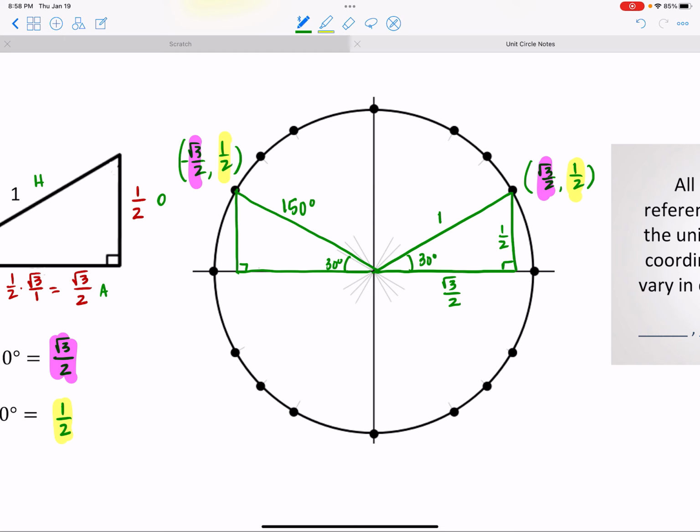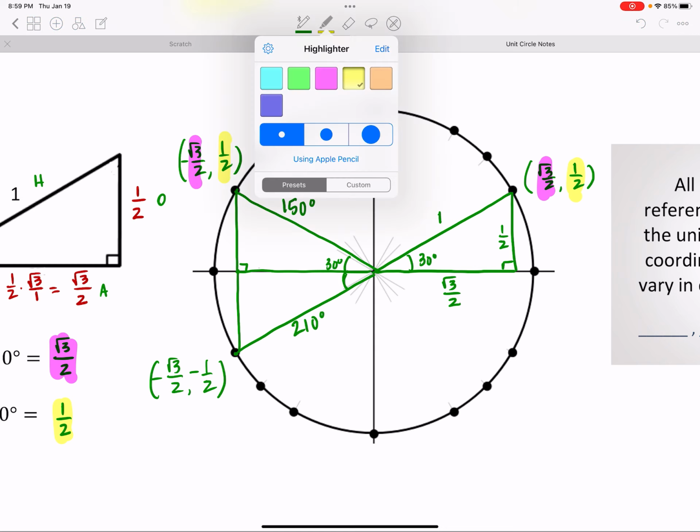Okay, and now let's take this into the next quadrant. So right here, reflect that triangle over. So we have the same reference angle, but my total angle starts here and ends here, is now 180 plus 30, which is 210 degrees. So 210 degrees intersects the unit circle at the same coordinates, radical 3 over 2 and 1/2. But now we're in quadrant 3, so both are negative.